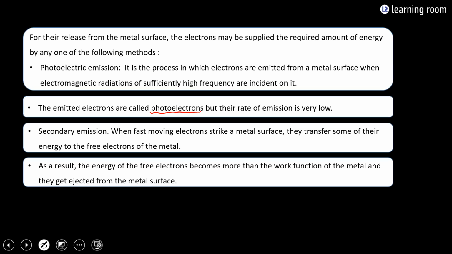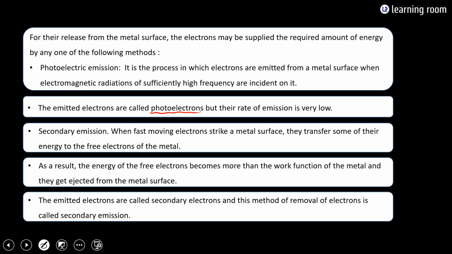So by doing this, what are you going to achieve? The energy of the electron becomes more than the work function of the metal, and it gets ejected from the metal surface. That's the logic, right? The emitted electrons in this kind of process are called secondary electrons, and the method of removal is called secondary emission.